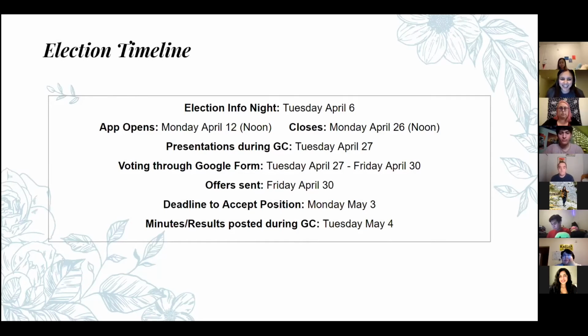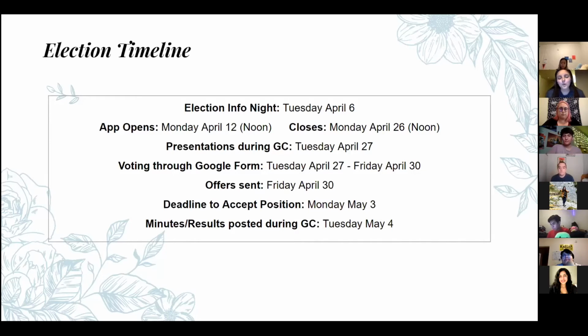So tonight is our election info night, so April 6th. Our application is opening Monday, April 12th at noon, so it'll turn on at noon, and then it will close on Monday, April 26th at noon. The presentations that you will put together are going to be during our general council meeting on Tuesday, April 27th from 7 to 8 p.m.